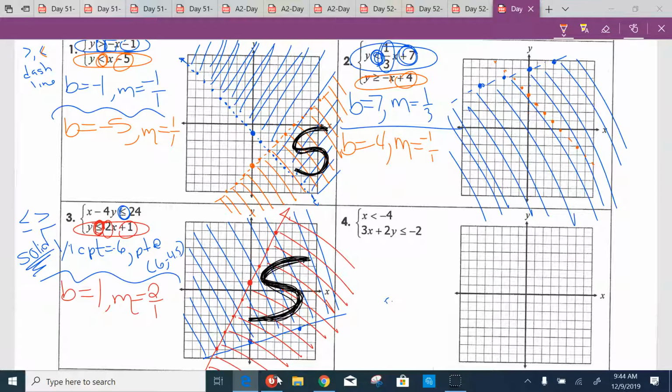And now I have to look at this very carefully. I'm going to have a solid line with everything above it shaded. So I'll connect these points with a solid line and shade everything above. So wherever my red and my blue intersect is my solution zone. And that would be in this area here.